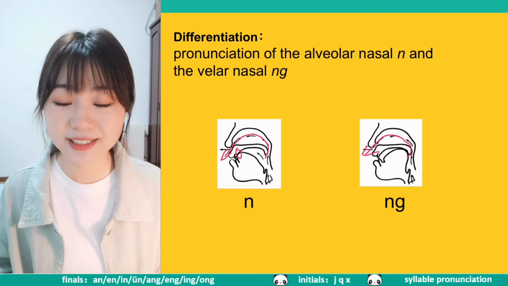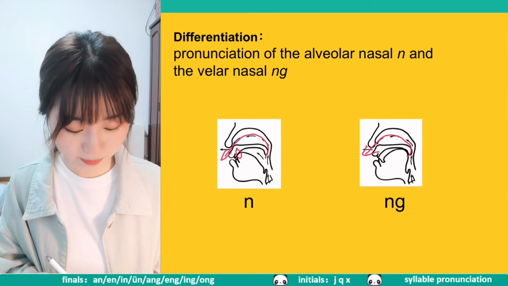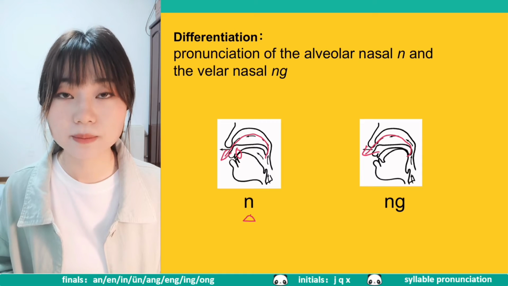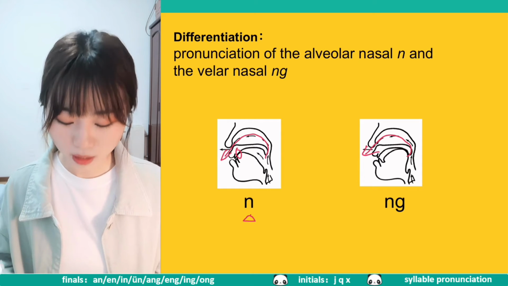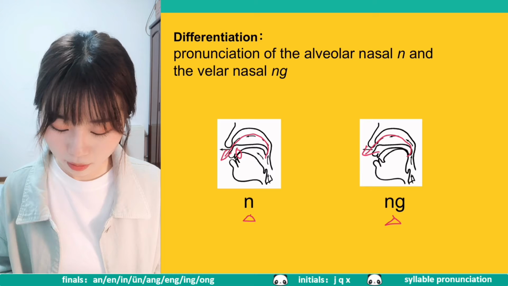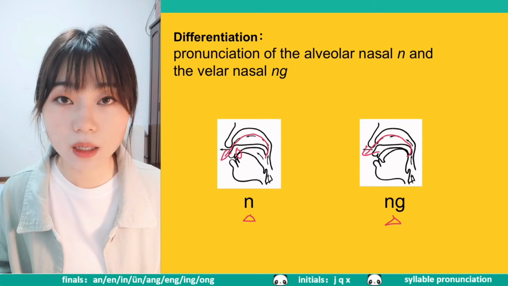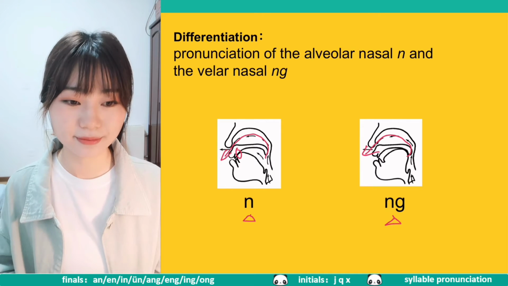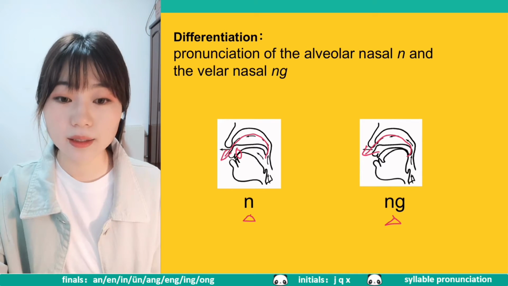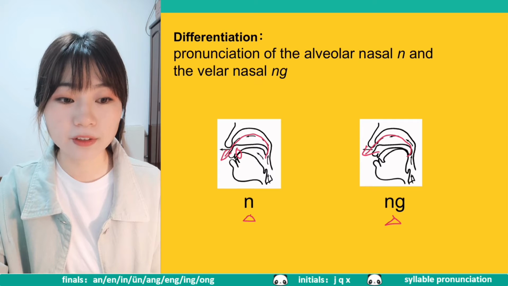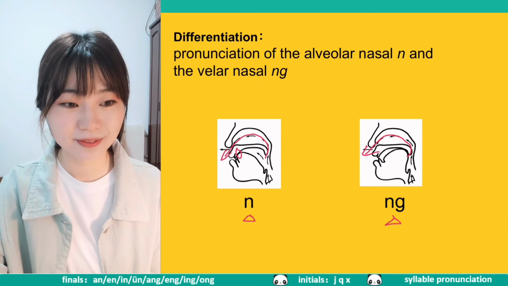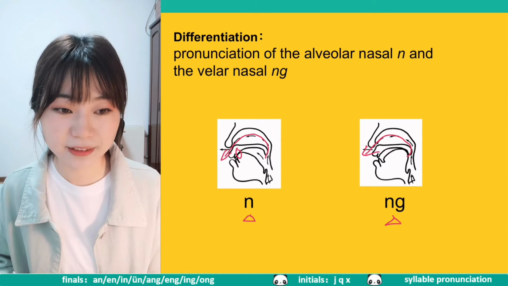Listen to it carefully. The first one, alveolar nasal. And next one, velar nasal. Okay, do you get that? And when the final has an alveolar nasal or the velar nasal, they are called nasal finals. Okay, let's put it in finals to practice.